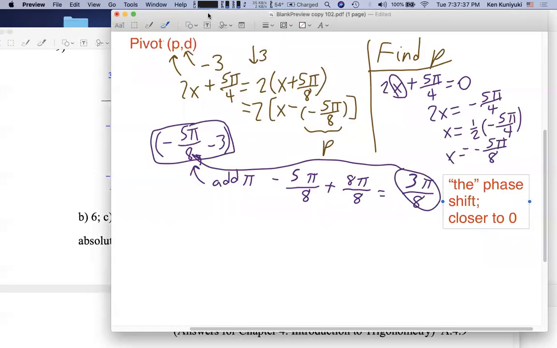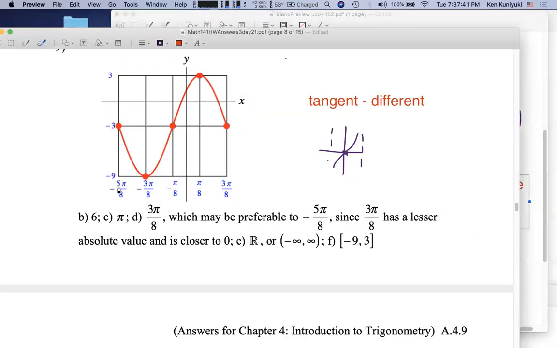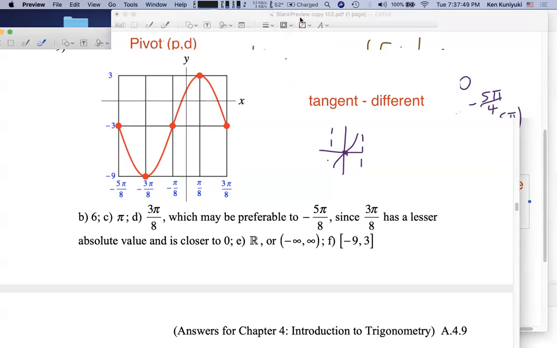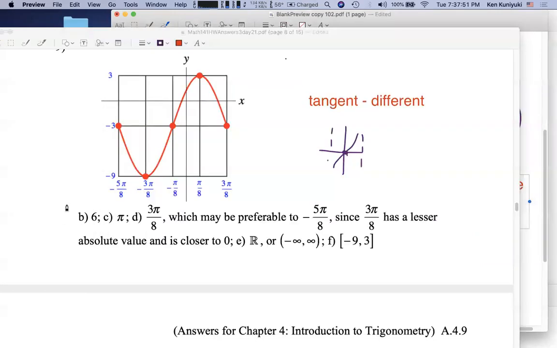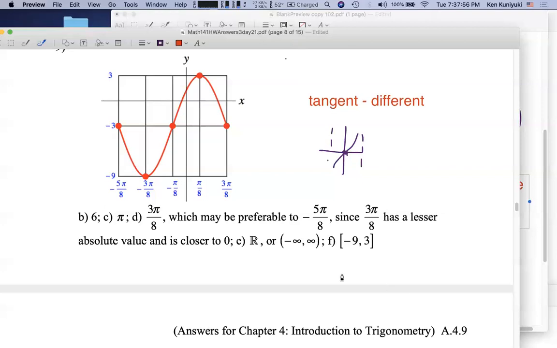Bottom line is, for sine, -5 pi over 8, my choice for the phase shift, that's going to be the leftmost value for x. However, I know why you might have gotten confused. If you make the phase shift 3 pi over 8, then the 3 pi over 8 would be here. Okay, that makes sense.